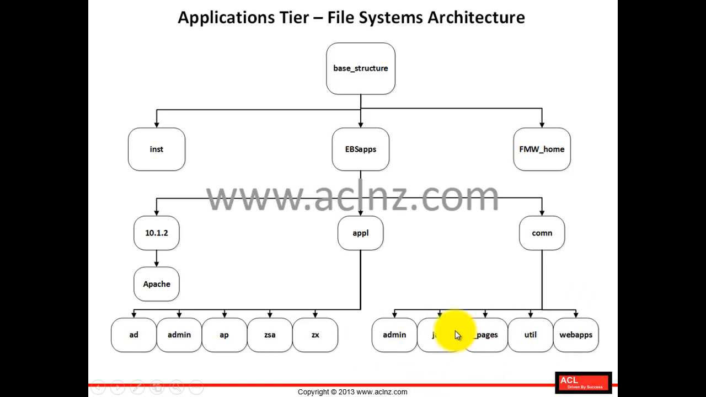Especially here you've got something called an admin directory. So what's an admin directory? The admin directory under this common top is the default location for the concurrent manager log and output directories. So when the concurrent manager is run, it generates the output and log files, and they get stored in this admin directory.